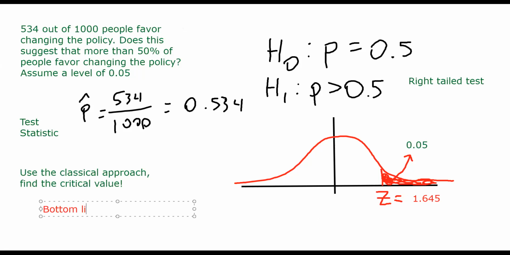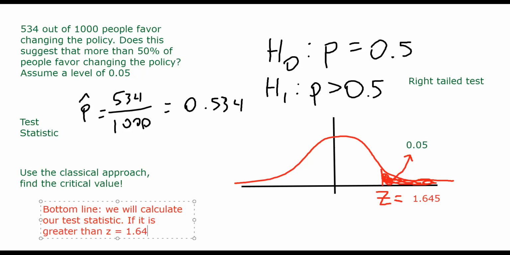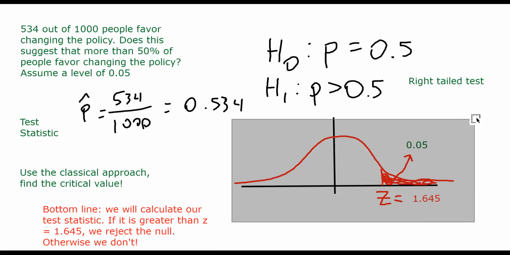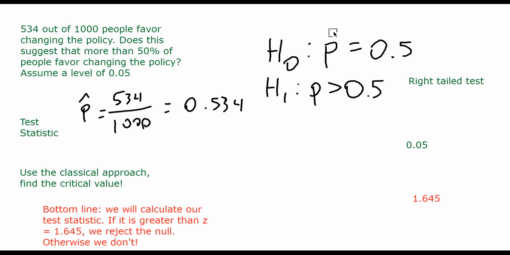So the bottom line, we will calculate our test statistic. If it is greater than z equals 1.645, we reject the null. Otherwise, we don't. So in a right-tailed test, this critical value is the largest z value we will allow. Any larger than that, and we have to reject the null hypothesis. All right.